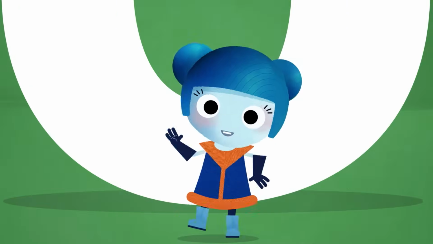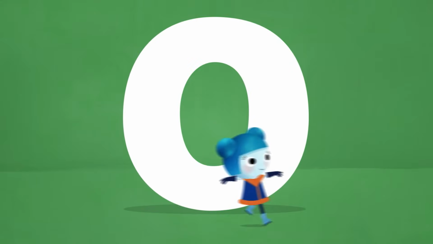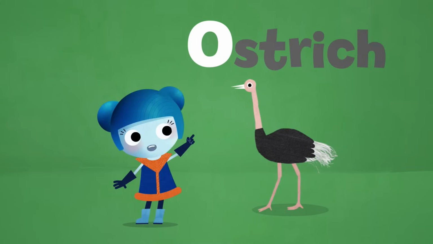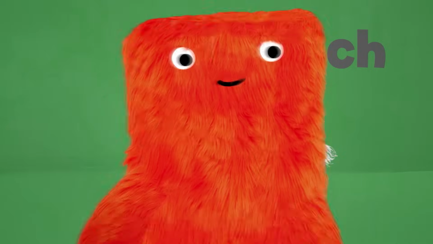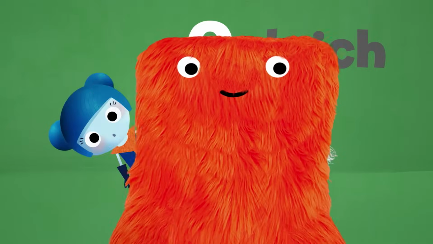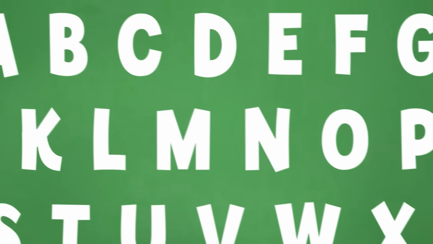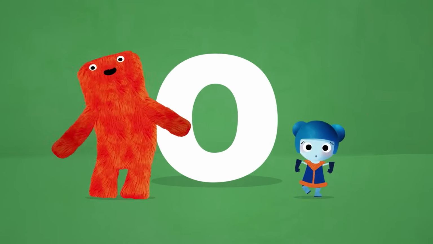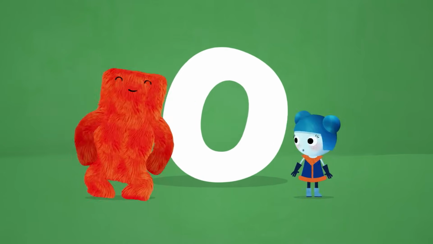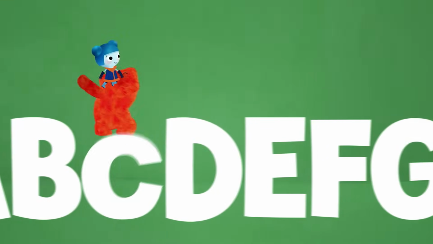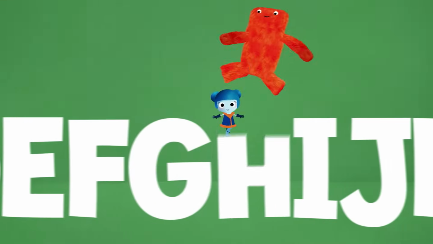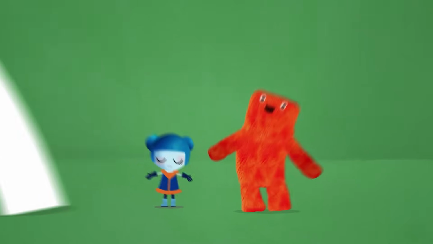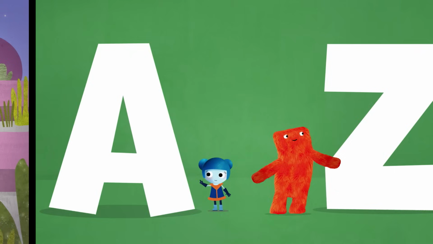The sound of O means the letter O. It starts the word ostrich, Hugg told me so. Each and every letter makes a sound, you see. All of the letters from A to Z. Each and every letter makes a sound, you see. All of the letters from A to Z.